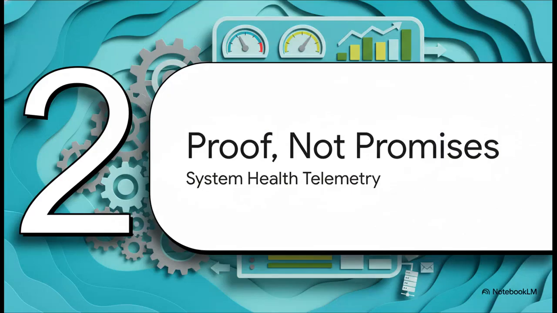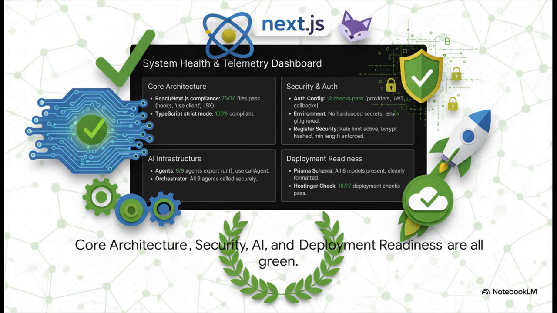Okay, so anyone can say their code is good, right? Talk is cheap. Replicator is all about proof, not promises. So let's actually dive into the system health dashboard and see the hard evidence for ourselves. So here's the dashboard. It gives you this awesome, comprehensive view broken down into 4 key areas. You've got core architecture, boom, 100% compliant with React and Next.js standards. Security and auth passes all 12 checks. The AI infrastructure is fully verified. And deployment readiness, a perfect score. I mean, look at it, it's green across the board.